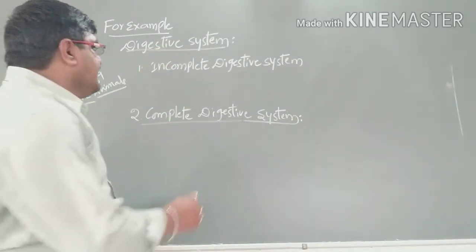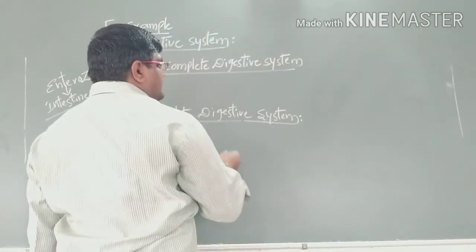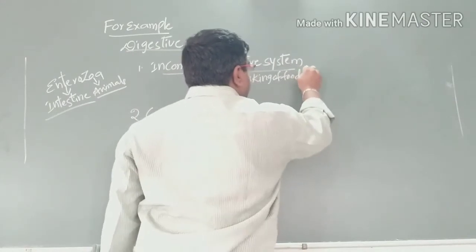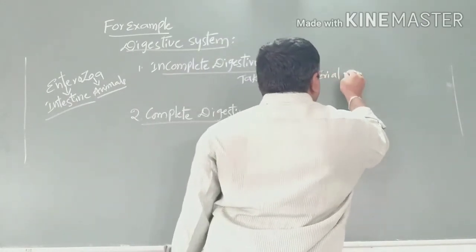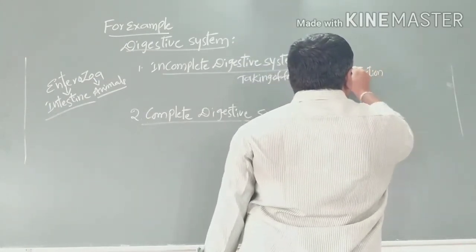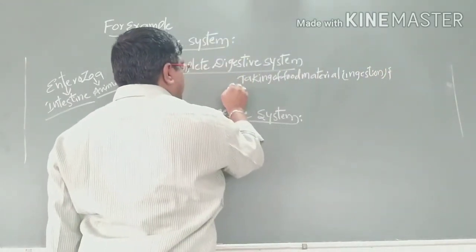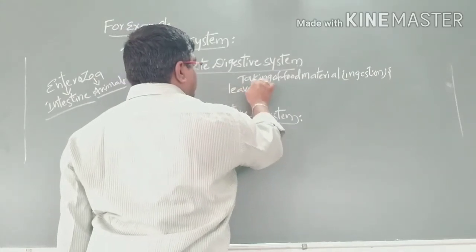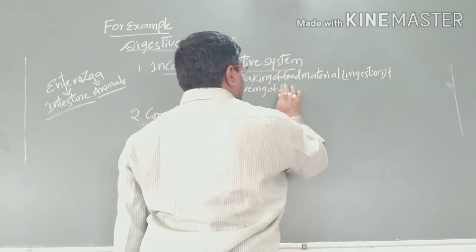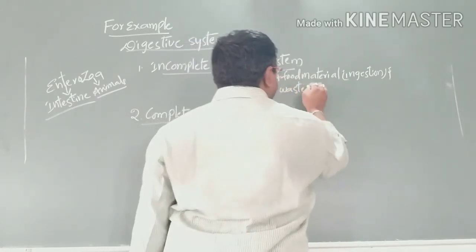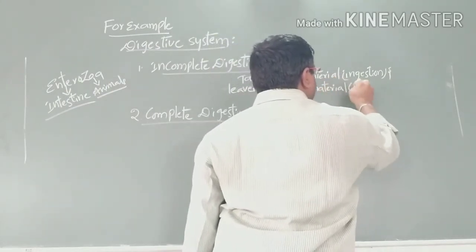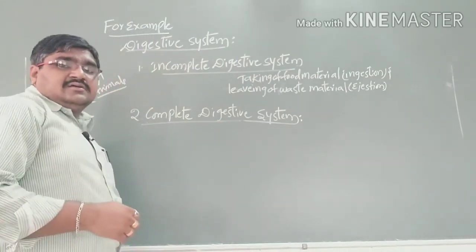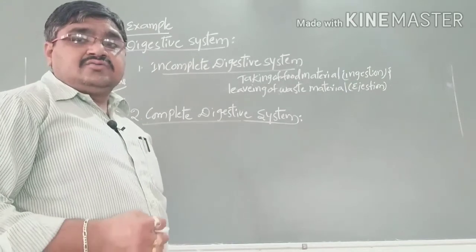Incomplete means only one opening is present. The taking of food materials we call ingestion, and the leaving off of waste materials is ejection. Here the ingestion and ejection, that is taking in food materials and sending out the waste materials, take place through one tube only.